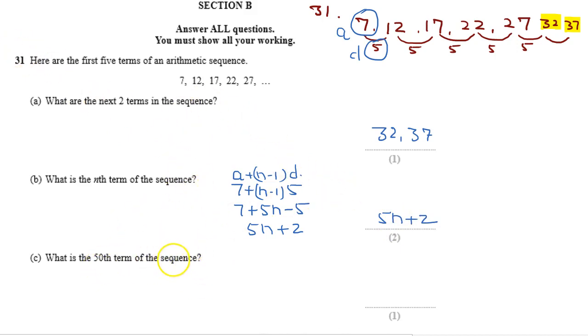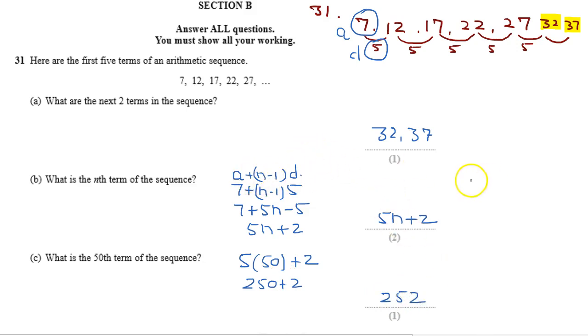What is the 50th term? Now we have everything here. A is 7, d is 5, and n is 50. You can write n in this term, or you can write it in this one. So let's use this. 5n with n as 50, plus 2. 5 times 50 is 250, plus 2, that is 252.